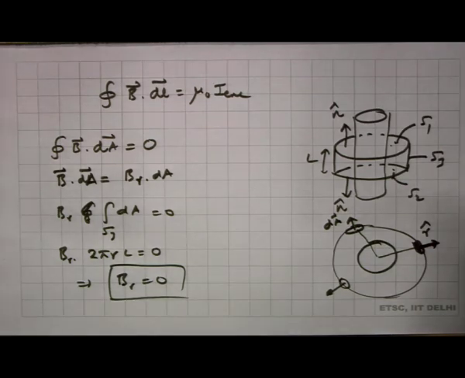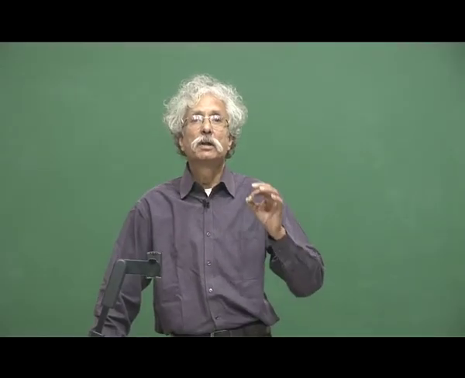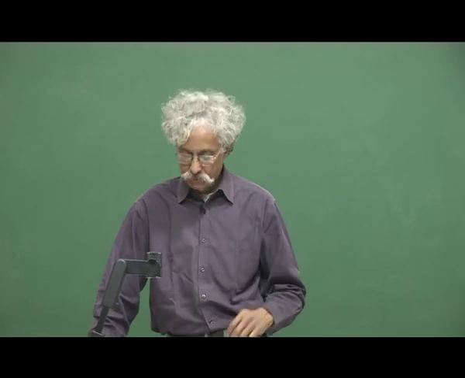There can be no radial component of the magnetic field. The magnetic field cannot have a component pointing away from the solenoid. So, I have used Gauss's law for magnetic fields to show that the magnetic field cannot have a radial component for the solenoid. Please remember, I am calculating the magnetic field for an infinitely long, very closely wound solenoid.